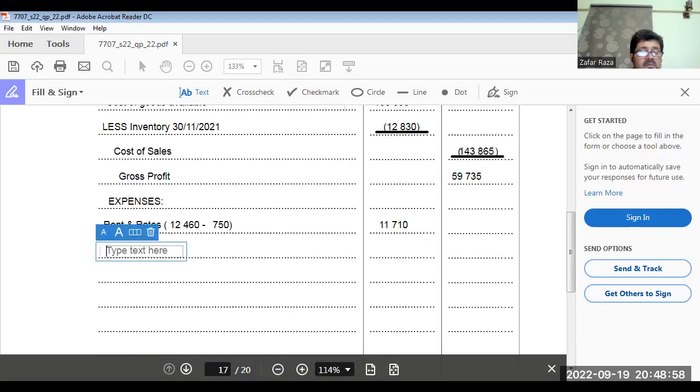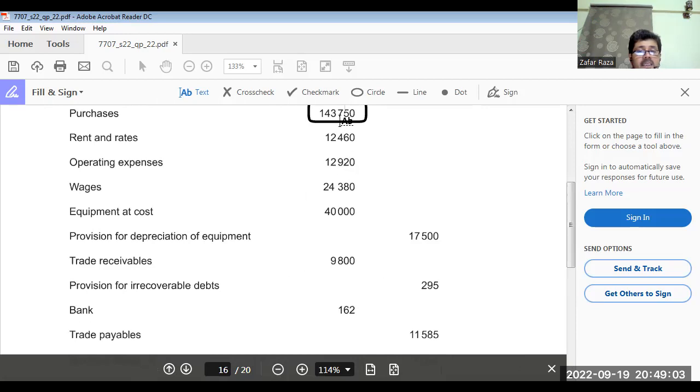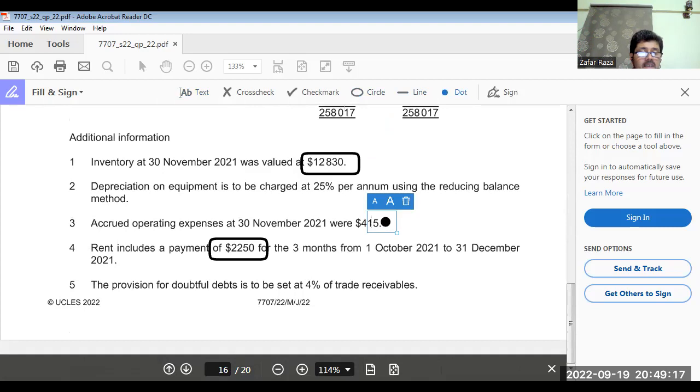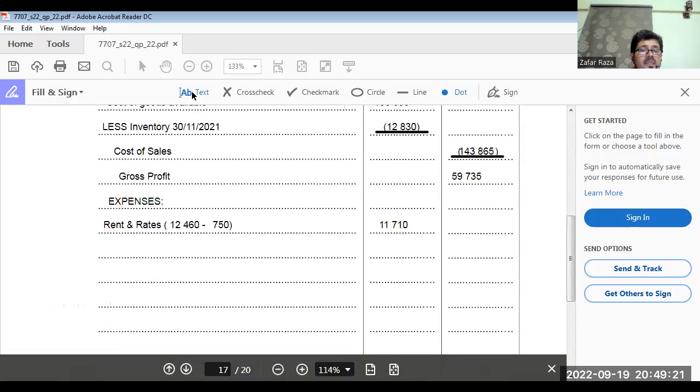Then second expense. Second expense is this one, operating expense, 12,920, and the adjustment is accrued operating expense 415, so we have to add that. It was how much? 12,920, the figure, plus accrued 415. So 12,920 plus 415 is 13,335.